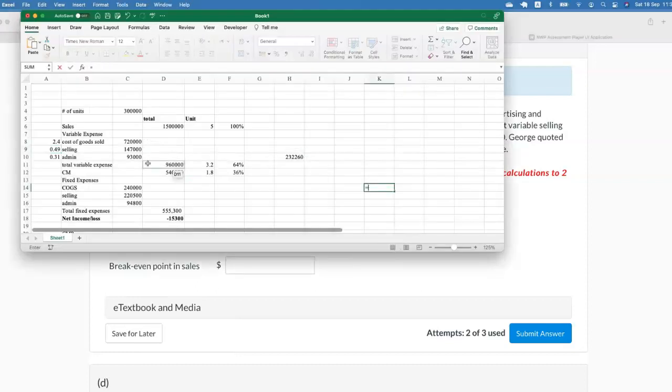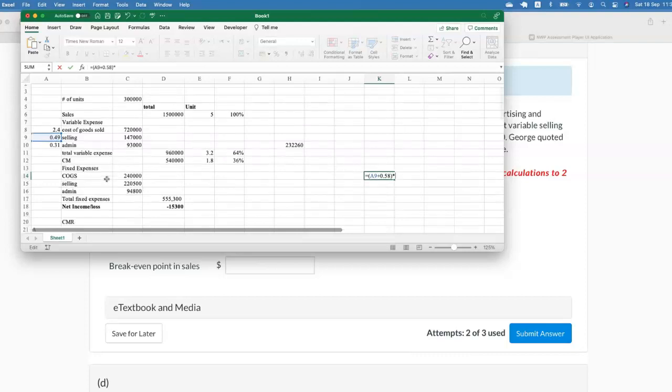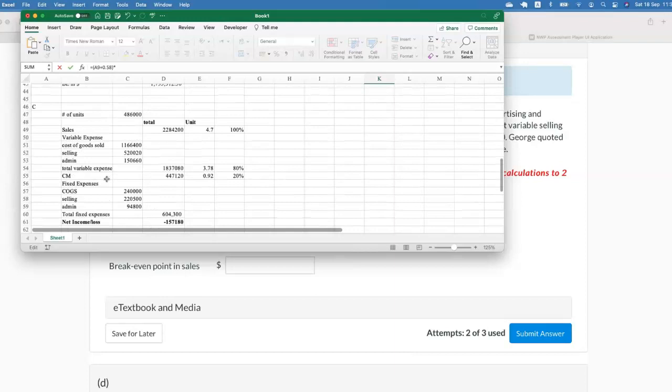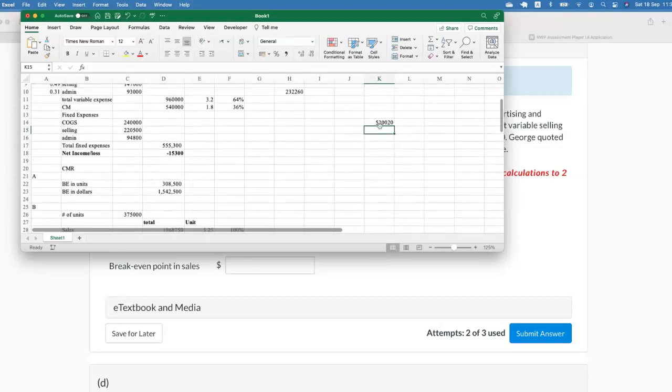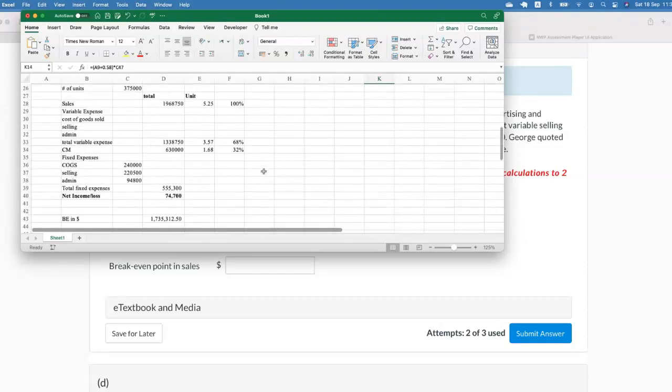So this number plus 0.58, okay. I'll just make it here in brackets just to see, times the new quantity, which is this one. Okay, here I have it 520,202. So I have it the same.